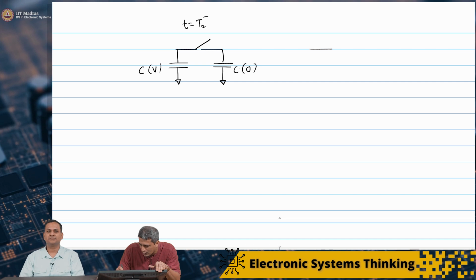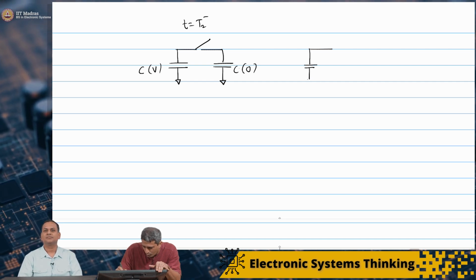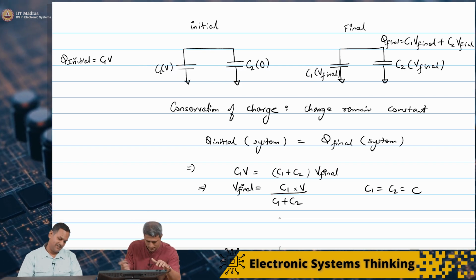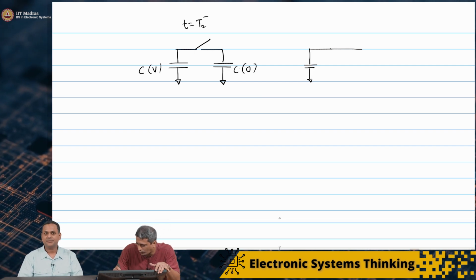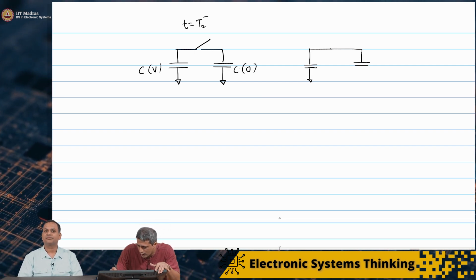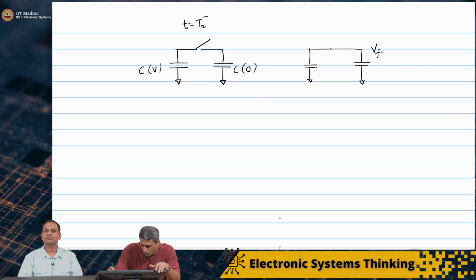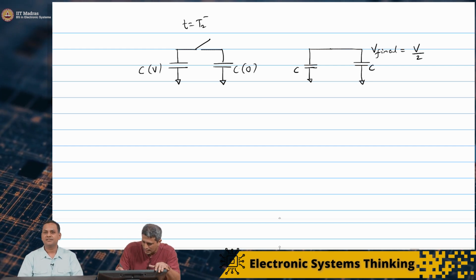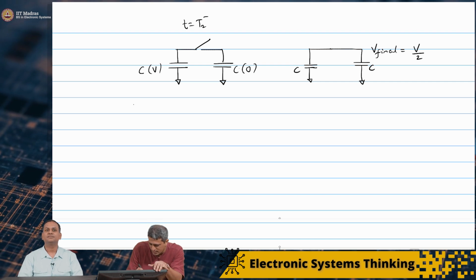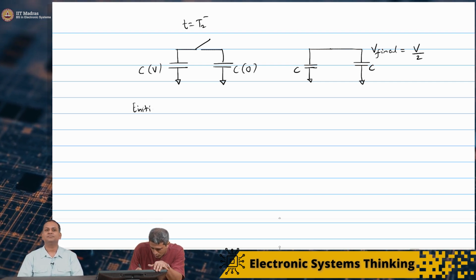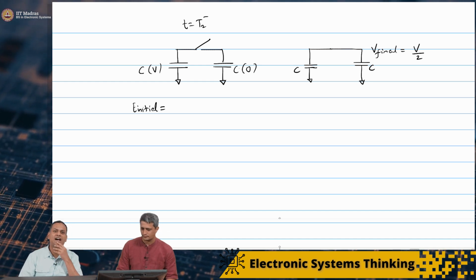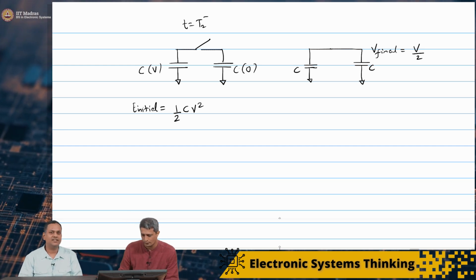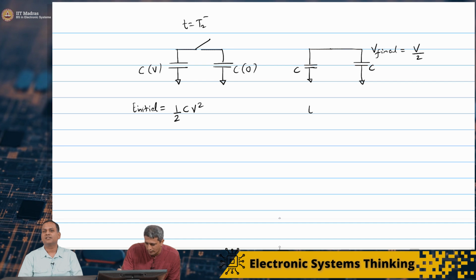After the process, which by the way is called charge sharing, because one capacitor is sharing its charge with the other, both have come to V final, which happens to be V by 2. So what is the energy in this system? The initial energy is half C times V squared, because the other capacitor is 0.